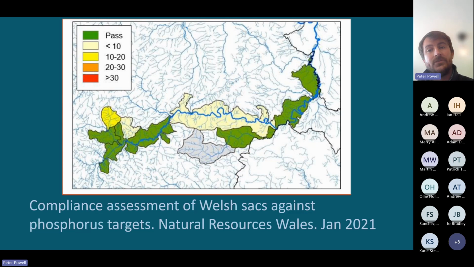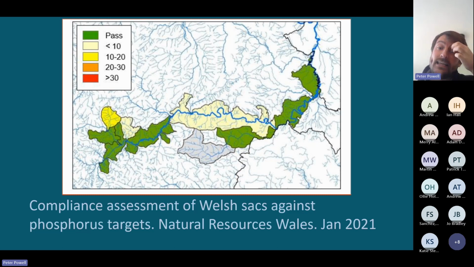Because of special area of conservation status, you have to do a habitat assessment. You have to show that any new plans will not impact the designation. So for things like the Wrexham Local Development Plan, they had to put in place actions to make sure that there was no additional phosphorus going into the river, which is quite a challenging thing to do.